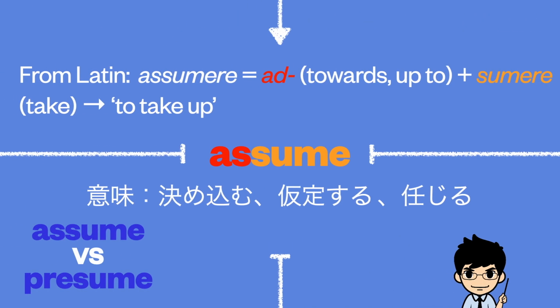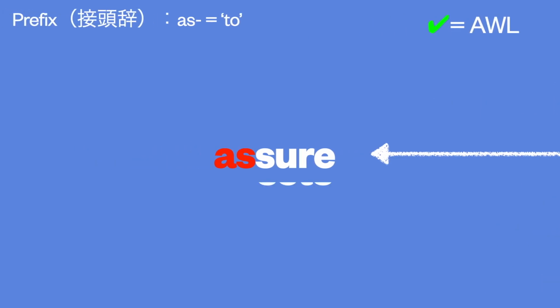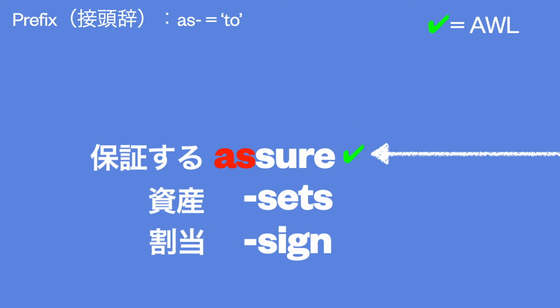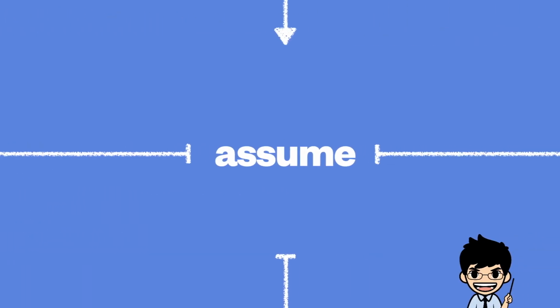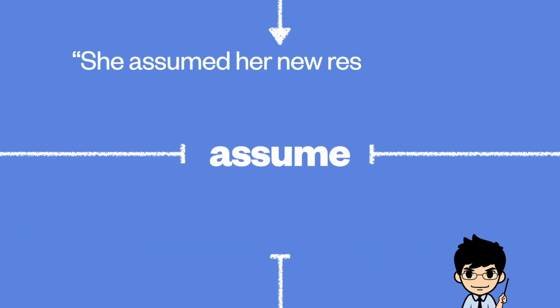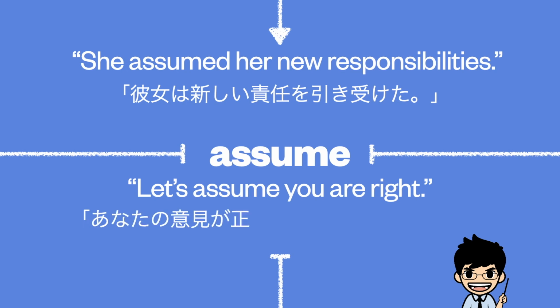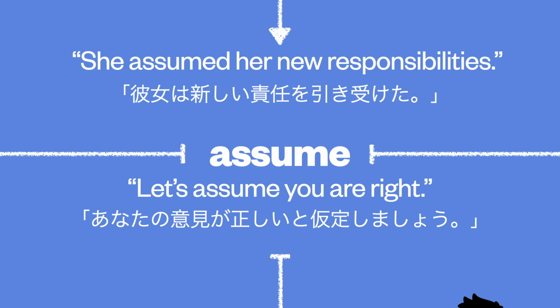Let's check out other words with the same prefix. I selected 3 words: assure, assets, and assign. Assure and assign are AWL words. As I said before, assume means to take up something, like a responsibility. So you can say, she assumed her new responsibilities. You can also use assume as the following. Let's assume you are right, which is very similar to let's suppose you are right.